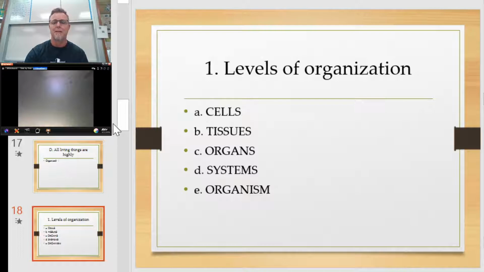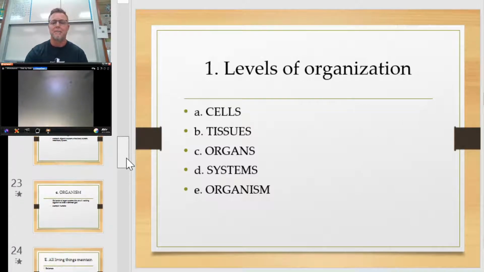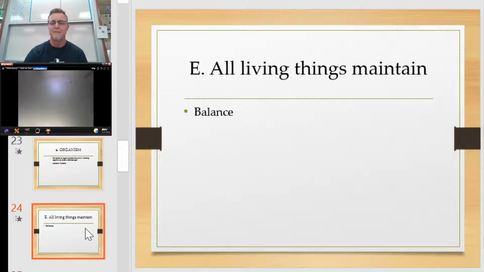Moving on to the next one. All living things maintain balance. If you can't walk 10 feet on the balance beam, does that mean you're not alive? Absolutely not. That simply means homeostasis. It's a big word that we use in biology to describe balance, but think about your body temperature. Your body temperature is 98.6 degrees all the time.